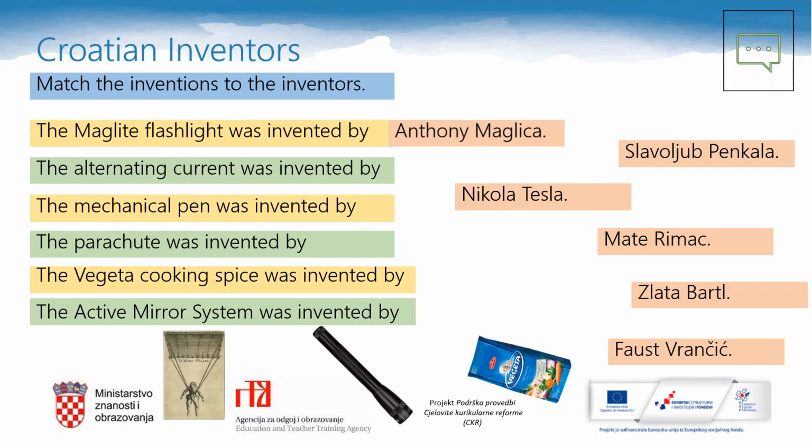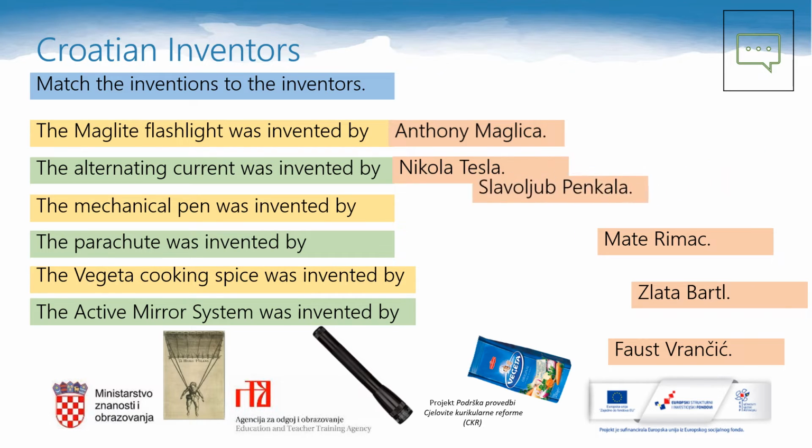The Maglite flashlight was invented by Antoni Maglica. Excellent work. What about the next one? What do you think? That's right. The alternating current was invented by Nikola Tesla. The mechanical pen was invented by Slavoljub Penkala.